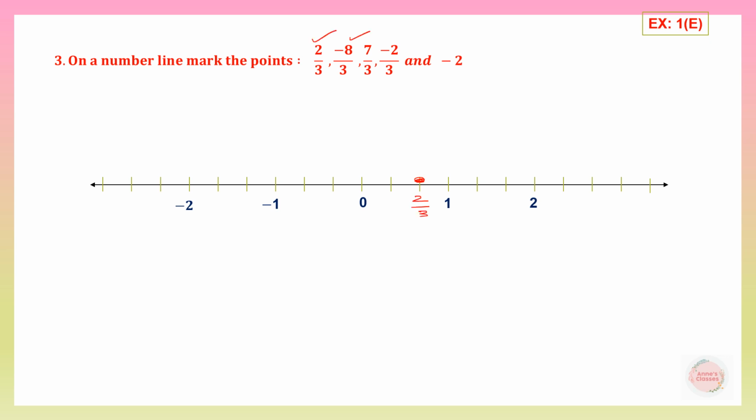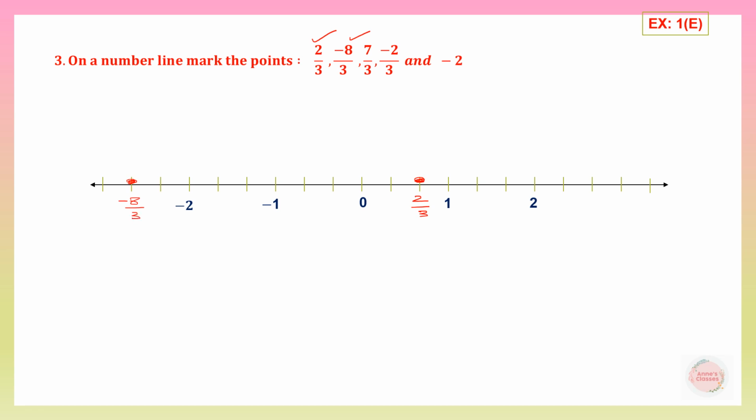Then we have minus 8 by 3, which is on the left side of 0. So minus 1 by 3, minus 2 by 3, minus 3 by 3, minus 4 by 3, minus 5 by 3, minus 6 by 3, minus 7 by 3, minus 8 by 3 will come here. So let's mark that. So this is minus 8 by 3.